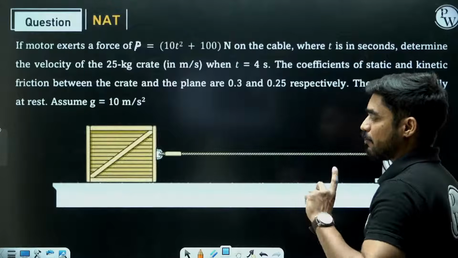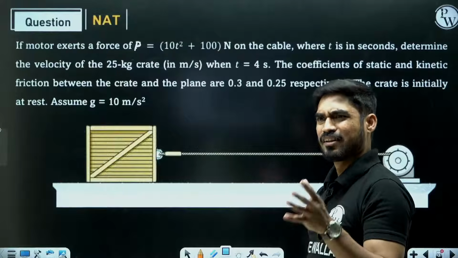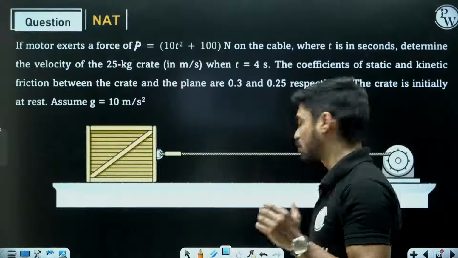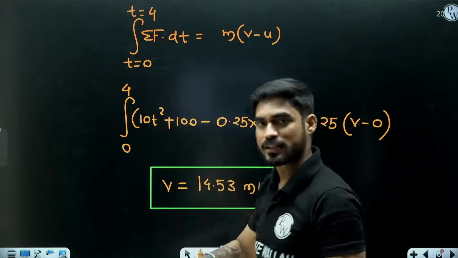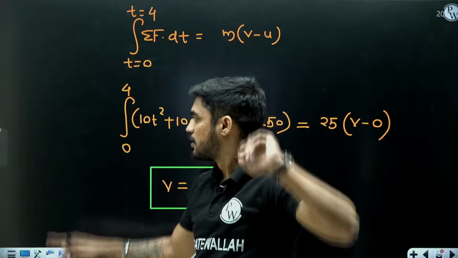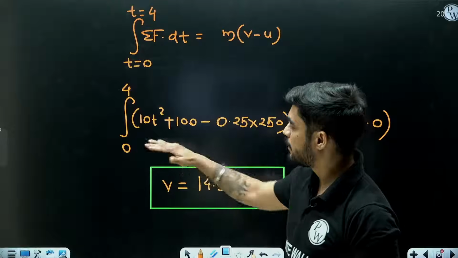So there the block was not moving from 0. The block was moving after, let's say, 2 seconds or 3 seconds. So the integration limit will change. Here in this question it is moving from 0 to 4 seconds. So your limit was 0 to 4. If it is moving after 2 seconds, so it will be 2 to 4.